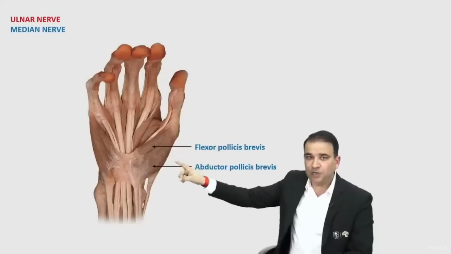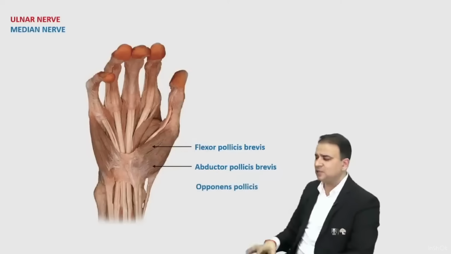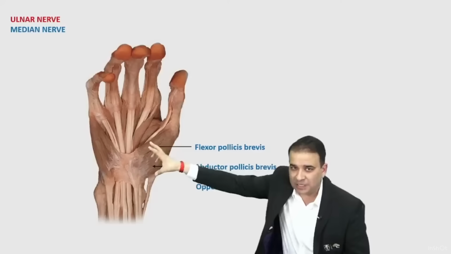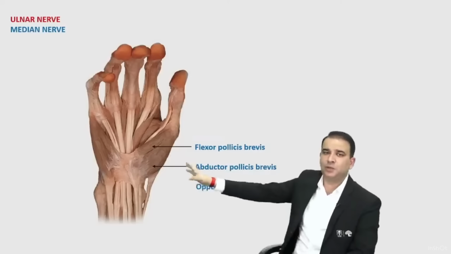Opponens pollicis will not be visible. Unless you remove these two muscles, or make a space between these 2 muscles, you will not be able to see a third muscle, that is opponens pollicis. Guys, opponens pollicis is a muscle attached to the metacarpal. Opposition is possible when you rotate the metacarpal. So opponens pollicis muscle is seen only when the metacarpal is exposed, or when you create a space between the flexor pollicis brevis and abductor pollicis brevis. So don't expect it here.